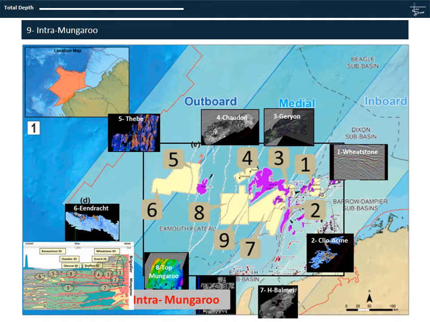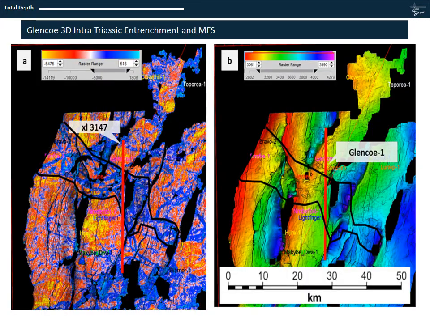Let's move down in the section to near the maximum flooding surface down through in here. And we're going to look again at the Glencoe. And what we can see on the two-way time and amplitude, certainly on the amplitude, we see different channel patterns within this area of entrenchment. And we have also channels happening, but slightly different geometries.